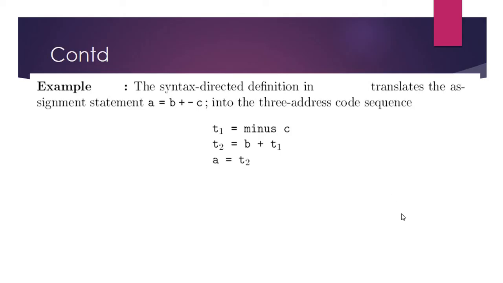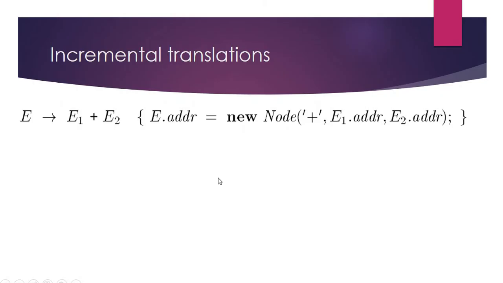The syntax directed definition given here is a equal to b plus minus c. So what is the 3 address code needed for this? T1 equal to unary minus c. So that value has to be calculated first. Then temporary variable 2, this will be generated by the compiler. So t2 equal to b plus t1. In t1 we have the unary minus value that will be added together. And in a, whatever value we have calculated that's there in t2, that value will be assigned to a.